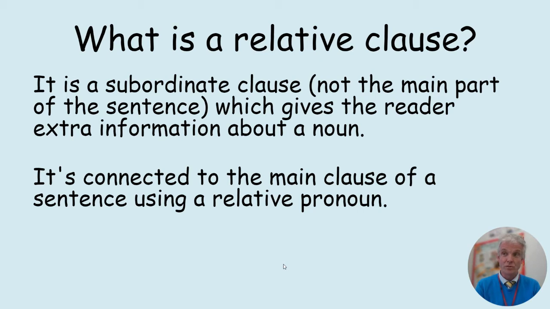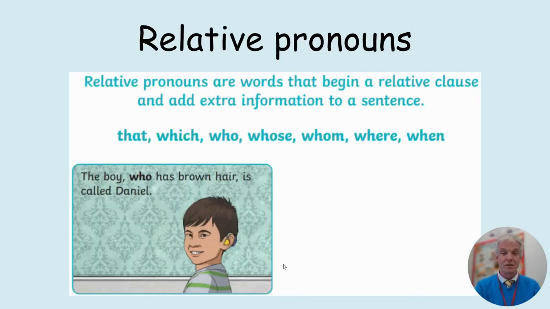Now, that all sounds very grammar heavy and kind of complicated. There's nothing complicated about this at all, as long as you can spot a relative pronoun. So let's have a look at those. Relative pronouns are the words that begin a relative clause and add the extra information to the sentence. So here's a list of a few of them: that, which, who, whose, whom, where, or when. Those are all relative pronouns.